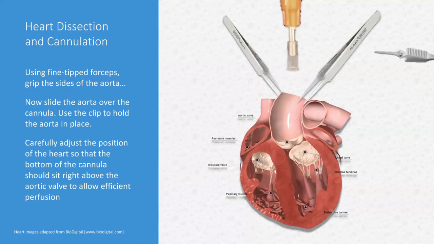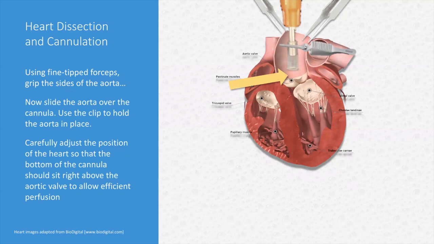It is very important to know that the position of the cannula in the heart is very critical for the subsequent enzymatic digestion. The perfect position is right before the aortic valves, as shown in the graphics pointed out by the yellow arrow. This is important to allow the perfusate to enter the coronary artery in order to properly perfuse the heart.